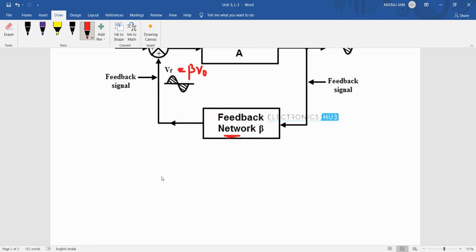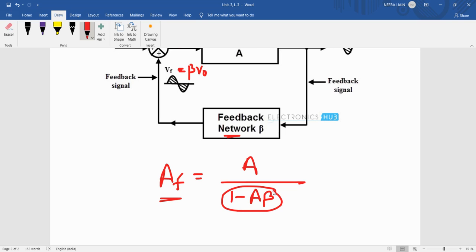Now the overall gain of this system after the positive feedback will be A upon 1 minus A beta. It means that with the feedback, because this term 1 minus A beta is less than 1, the gain will increase.